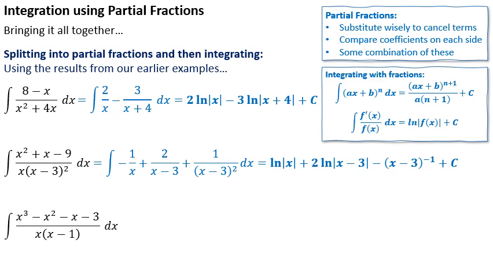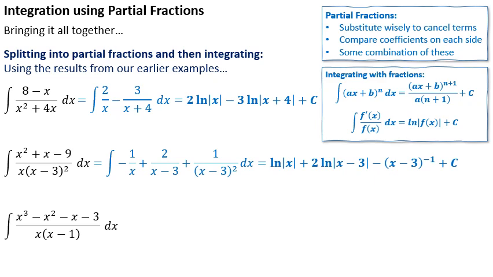Increase the power by 1, divide by the new power. That's why we have a power of minus 1, and that's why a negative sign has appeared. We also divide by the derivative of whatever's inside, but since what was inside was just x minus 3, the derivative is 1, so nothing else happens there.